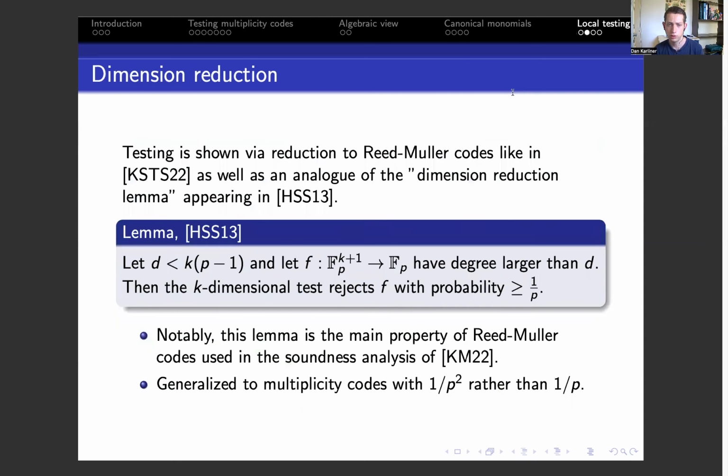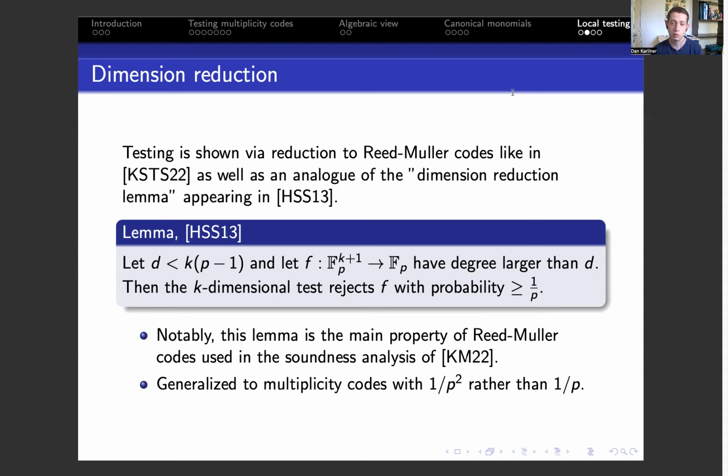Now, to actually show testing, we use a dimension reduction lemma that appeared in the Haramaty-Shpilka-Sudan paper of 2013 as well. What they show is that the k-dimensional test has soundness at least 1 over p when k is m minus 1. So if we have a function from F_p^{k+1} to F_p with degree larger than d in the relevant parameter regime, then the k-dimensional test rejects f with probability at least 1 over p. It's worth noting that this lemma is basically the main property of Reed-Muller codes used in the soundness analysis of Kaufman and Minzer just from a few months ago.